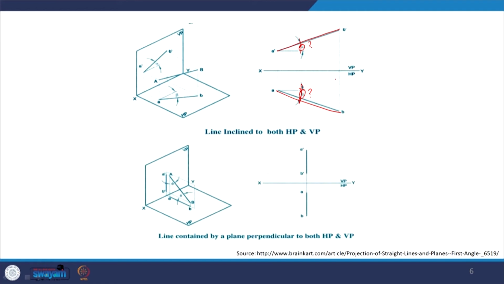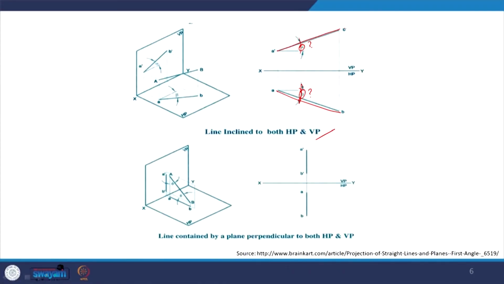Now, in this case, we cannot be seeing the true length of the line anywhere in the final figure. So, to start with, we will have to assume that the line is, say, parallel to one of the planes or perpendicular to another, or say parallel to both, and then we progress by revolving it to one, inclining it to one plane and then inclining it to another plane. But in this case, we will not be seeing the true length anywhere in the drawing. That is when the line is inclined to both HP as well as VP.